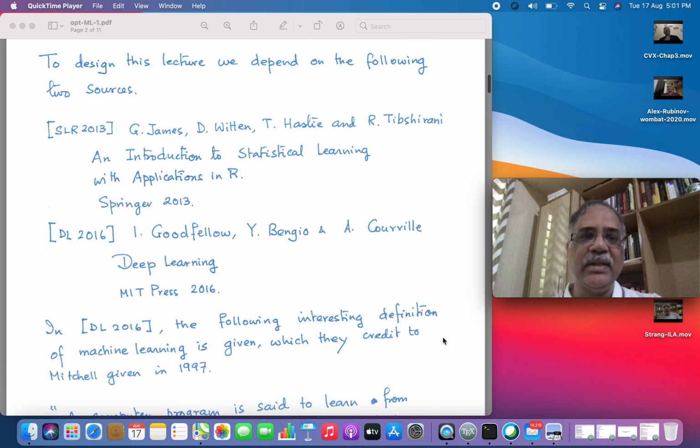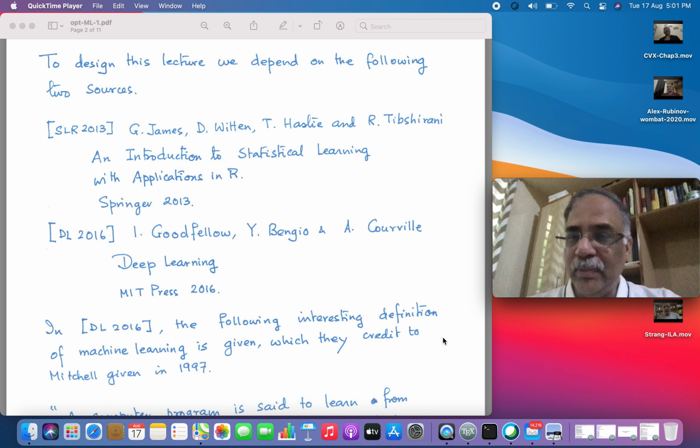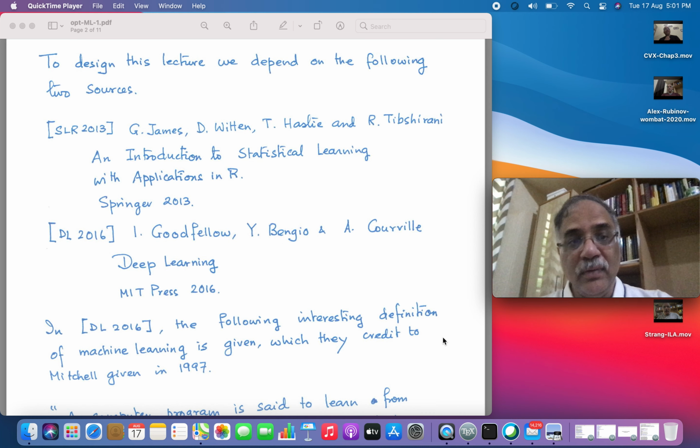To design this lecture, I have depended on these two books which I have already shown you in my first lecture on this topic: Introduction to Statistical Learning with Applications in R by James, Witten, Hastie and Tibshirani, and this famous book Deep Learning by Goodfellow, Bengio and Courville.